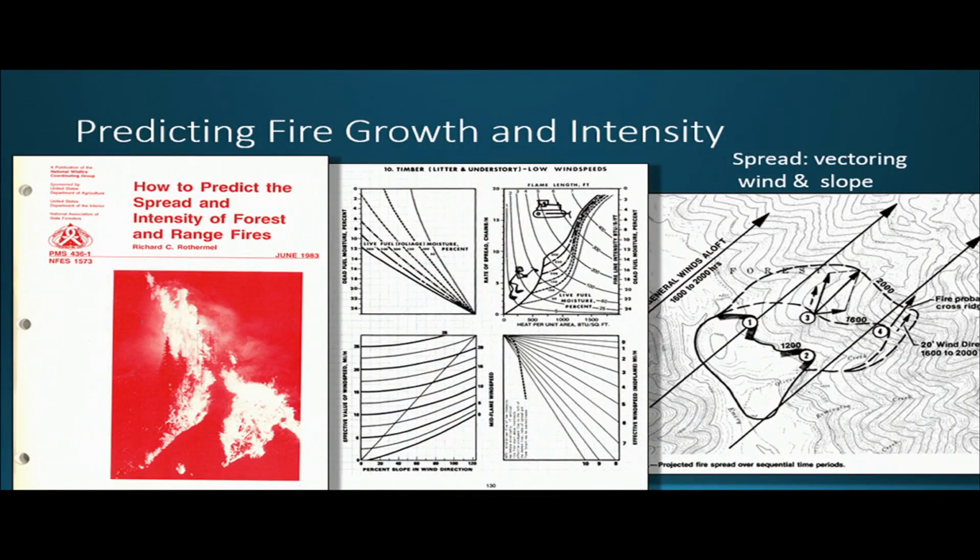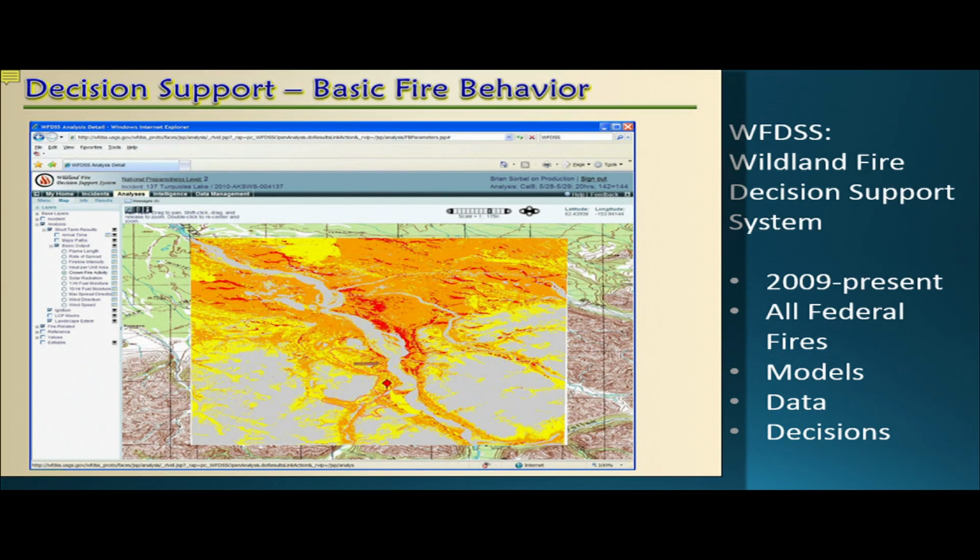In the good old days, before computers, people used maps, and they used nomograms, and they calculated spread rates, and they vectored slope and wind effects to produce a fire growth map. These days, what we use is a system, probably the best developed one being the Wildland Fire Decision Support System, built in 2009. All federal fires are contained in this. They have to be entered. It provides access to models and data and decision framework.